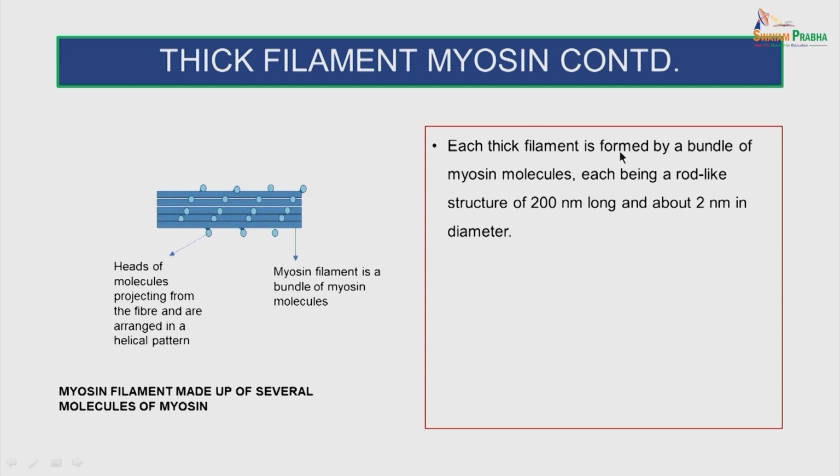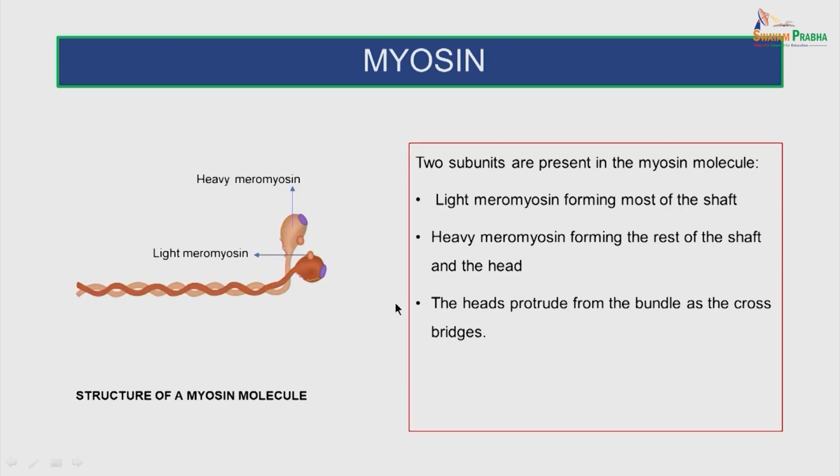Each thick filament is formed by a bundle of myosin molecules, each being a rod-like structure 200 nanometers long and about 2 nanometers in diameter. So these are the myosin filaments made up of several molecules of myosin. These are the heads of the molecules projecting from the fiber, and they are arranged in a helical pattern. The myosin filament is a bundle of myosin molecules.